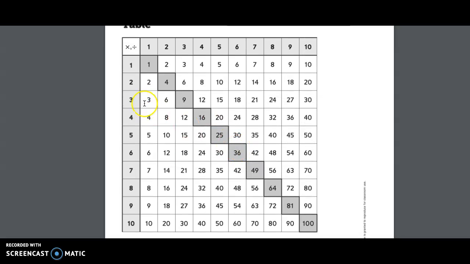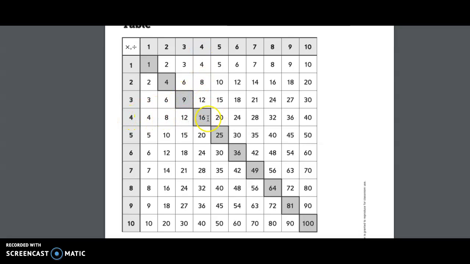Now you might be thinking, Ms. Schmidt, why are these in the middle all colored really dark gray? Those are called multiplication squares. 1 times 1, I have 1 dot. 2 times 2, I have 4 dots. That makes it a square array. 3 times 3 is 9. 9 dots in an array. 3 times 3, 3 rows of 3, that makes a square.